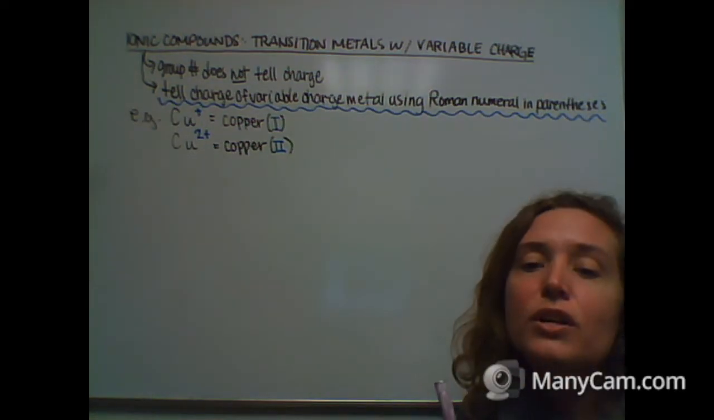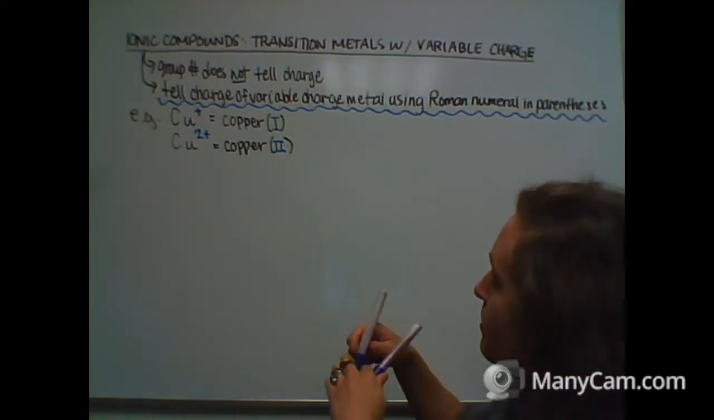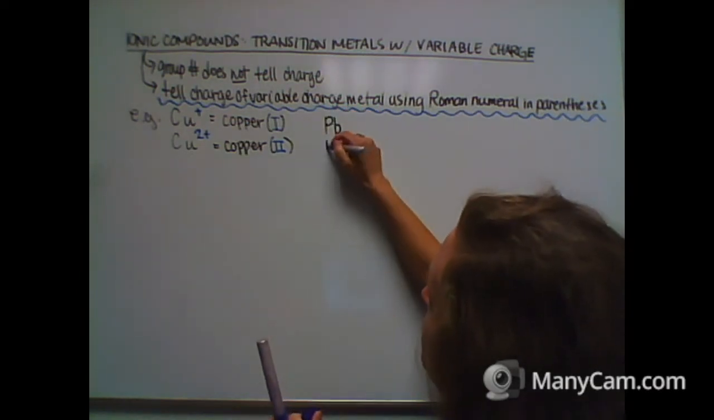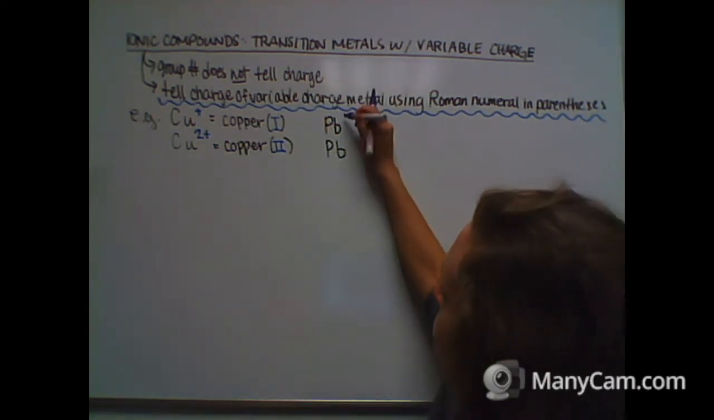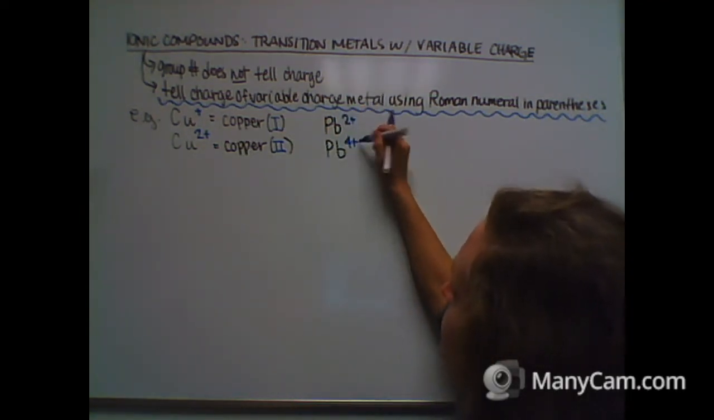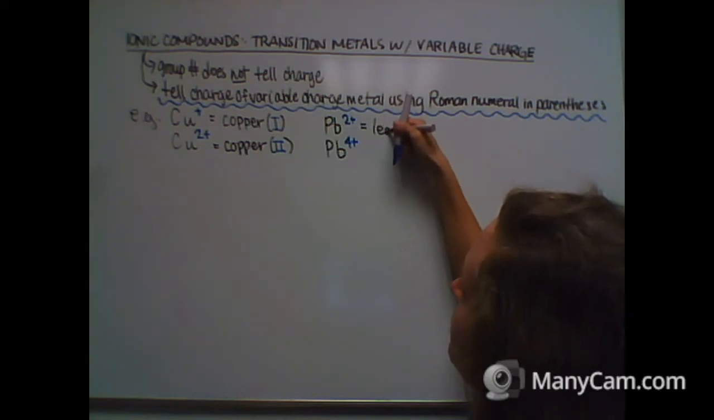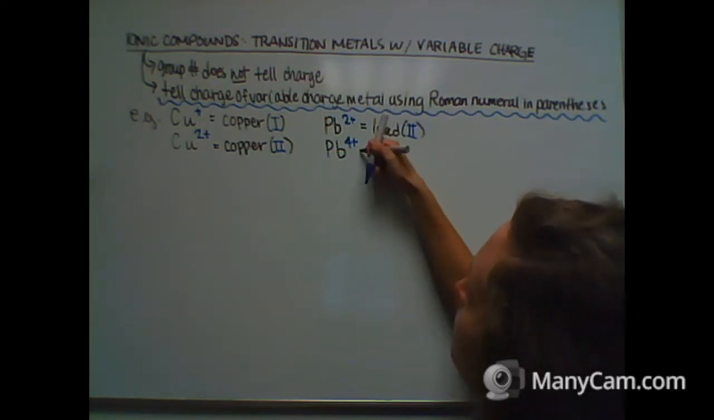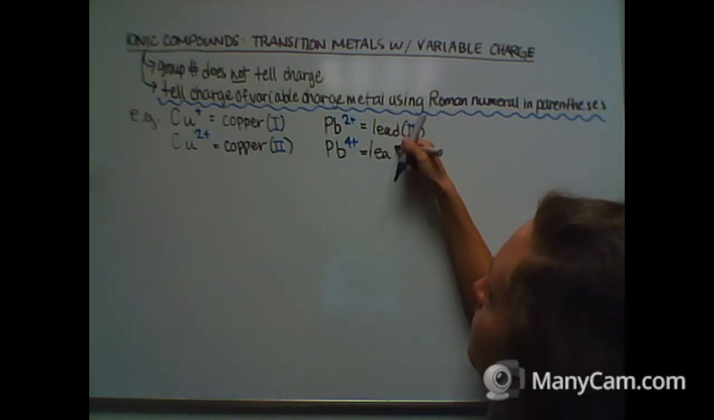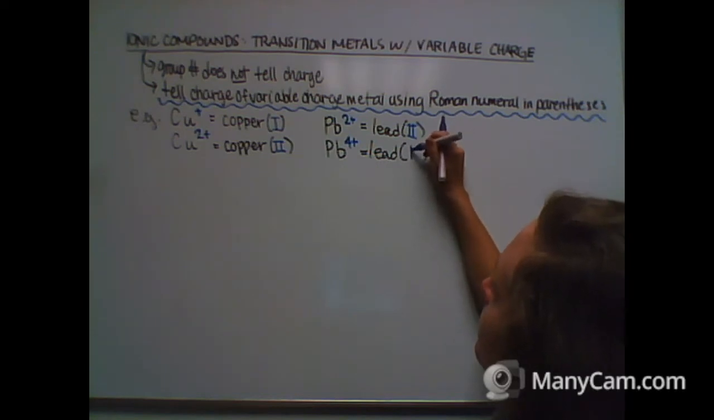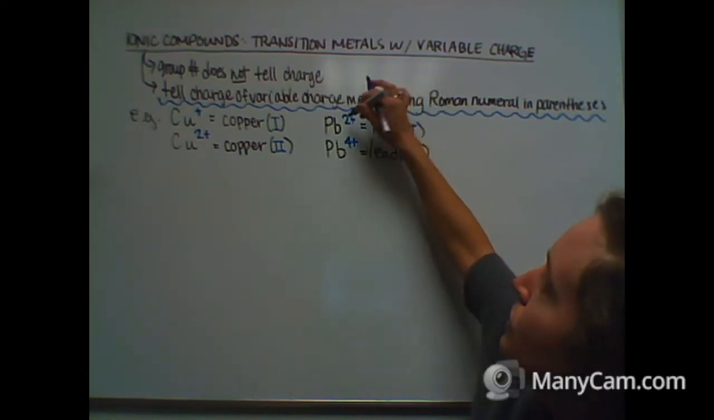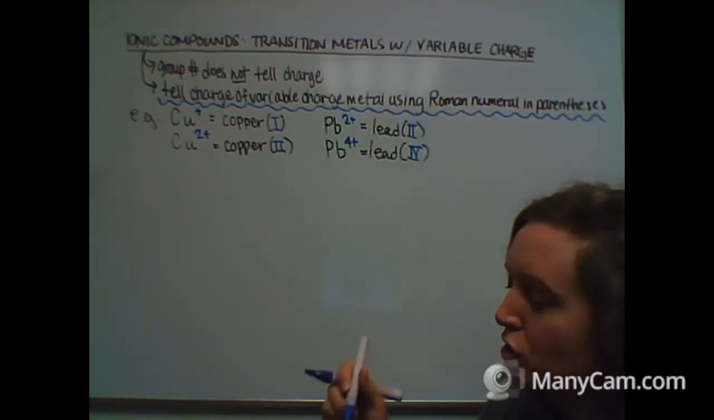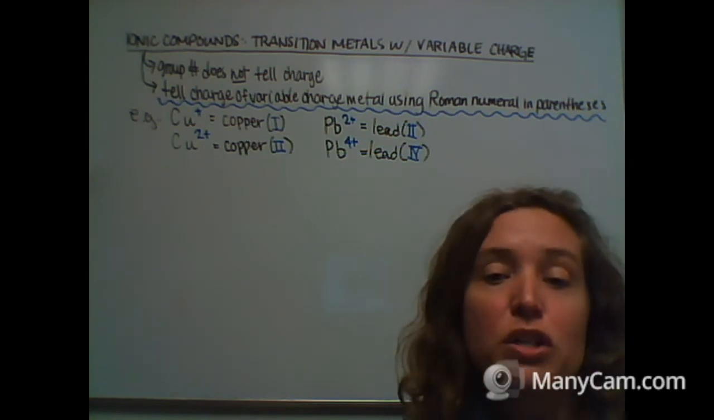All right. Another transition metal with a variable charge is lead. And lead can have either a 2+ charge or a 4+ charge. And we'll say lead 2 or lead 4. With either a Roman numeral 2 in parentheses or a Roman numeral 4 in parentheses, each denoting the charge of the variable charge metal.